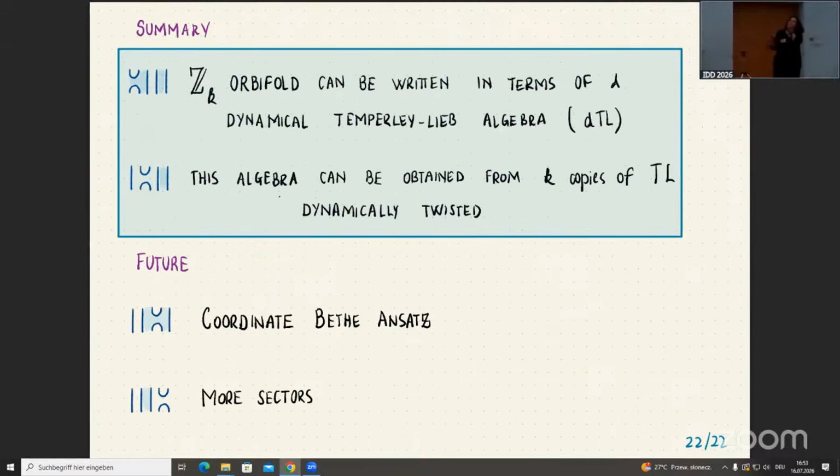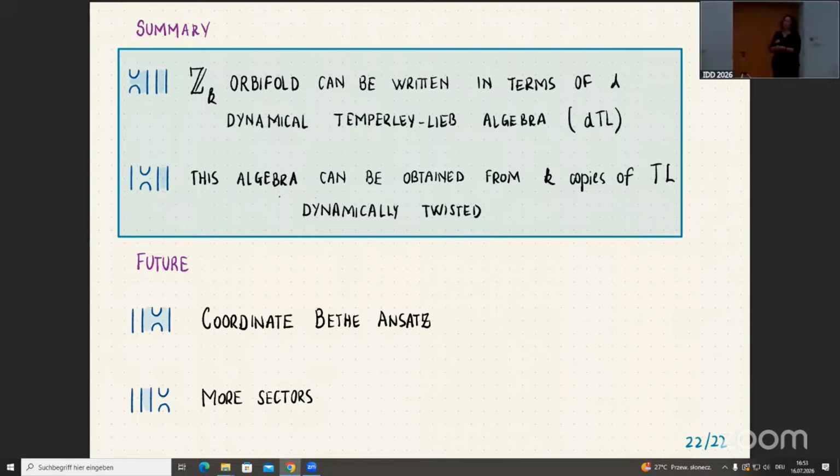Yeah, so the summary is that the Hamiltonians of Z_k orbifolds can be written as dynamical Temperley-Lieb algebras, and that we can obtain these dynamical Temperley-Lieb algebras from k copies of the standard Temperley-Lieb if we twist them in a dynamical way.